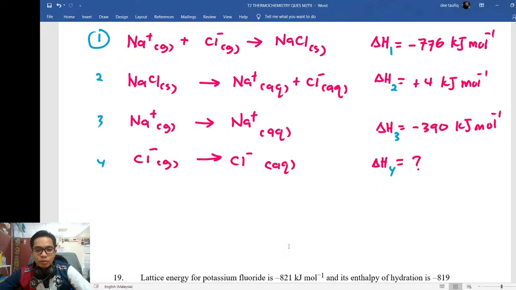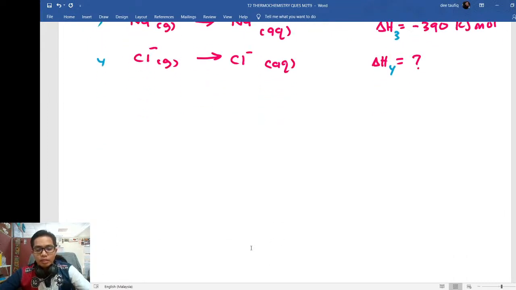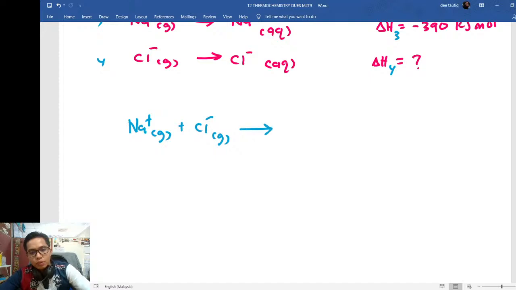Okay. So tak muat. So saya mungkin ke bawah. Right. So the first equation is from Na plus gas and Cl minus gas, it will produce NaCl solid. And this is our delta H1.